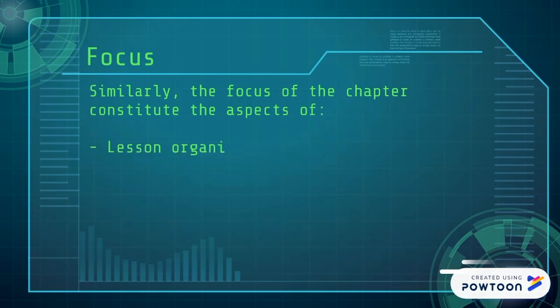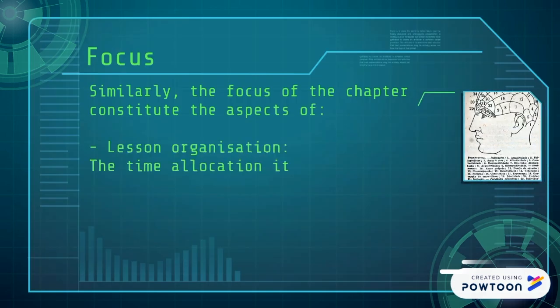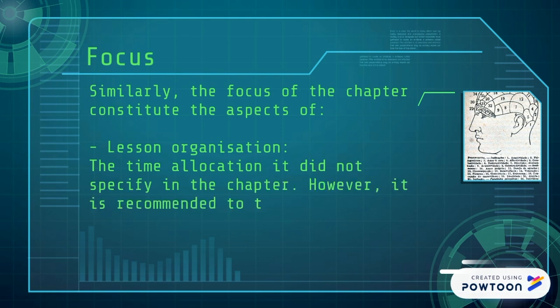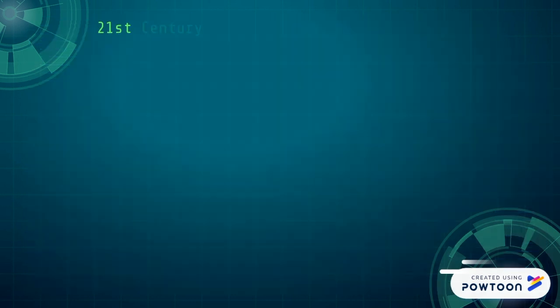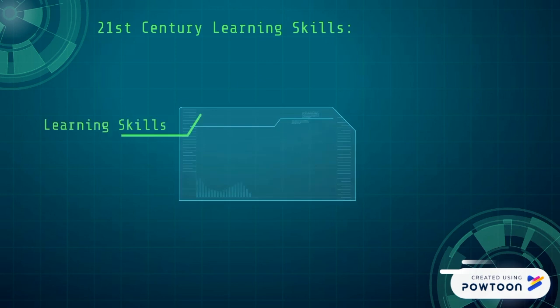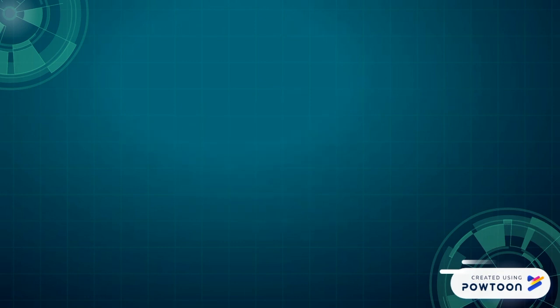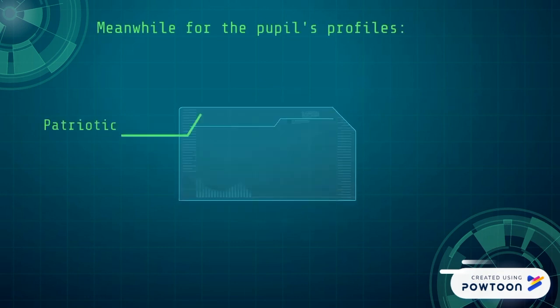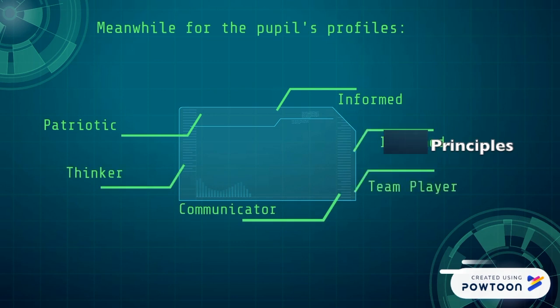Finally, for lesson organization, the time allocation is not specified in the chapter. However, it is recommended that the teacher finish the chapter within 3 weeks. Now, the 21st century learning elements present in the chapter are learning skills, literacy skills, and life skills. Meanwhile, the pupils' profiles are patriotic, informed, communicator, thinker, principled, and team player.